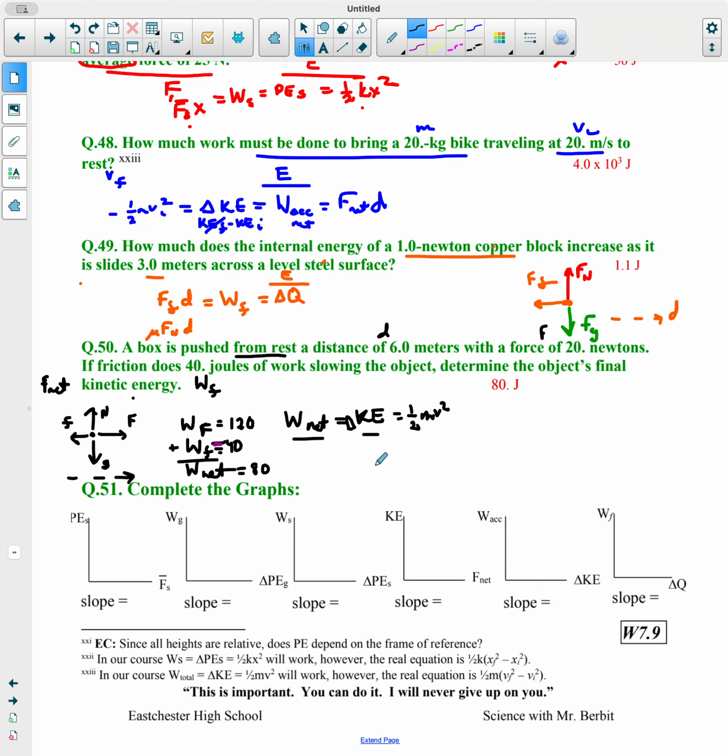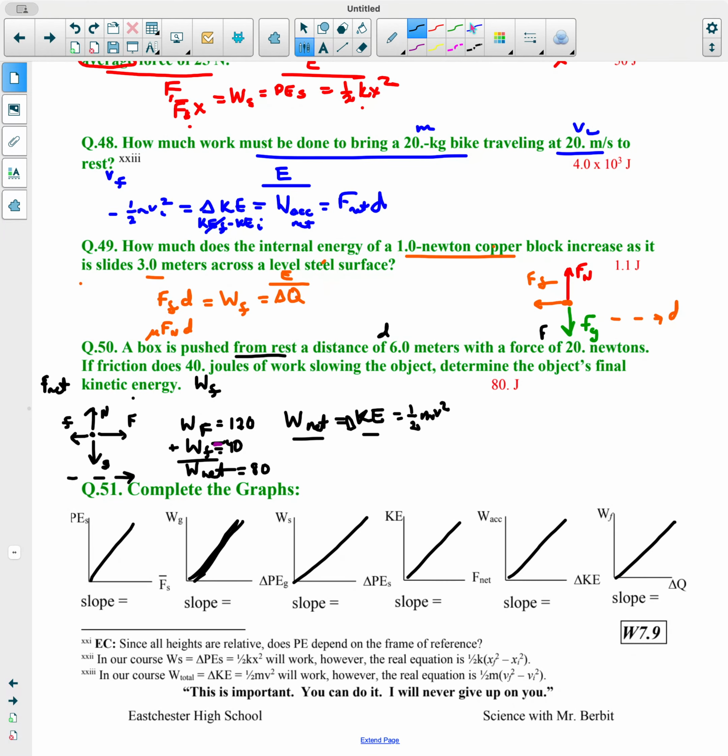You're done. All right, last thing, look at these graphs. You can just look at your formulas. You know, PES, average F s. We talked about this, but you should go check these out yourself. That's going to be direct. Work done on a spring is the change in PES. This is very straightforward. WG is delta PEG. Delta KE is F net D, so it's directly related. W to accelerate is delta KE. And WF is delta Q.